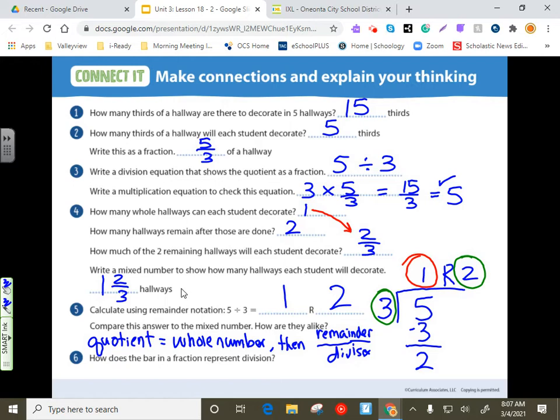How does the bar in a fraction represent division? Let's not even talk about that. Not necessary. Anyway, here's everything you need to know as far as that goes.